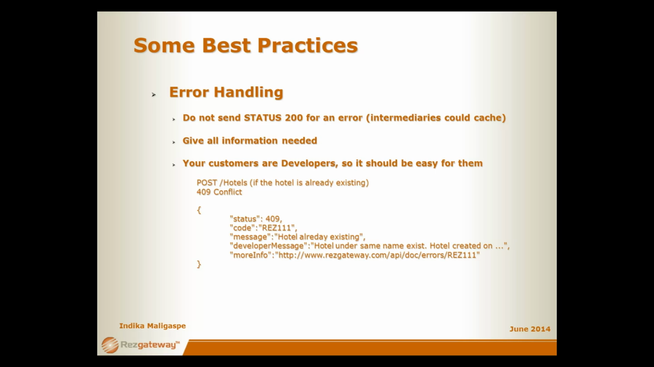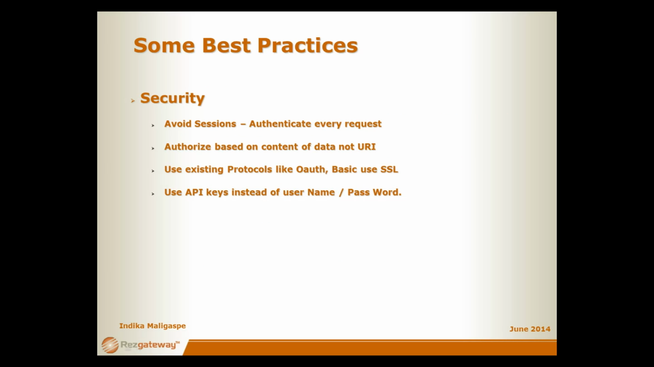And then you can even give a developer message where you can give a more technical message, and you can even give a link if they want more information about the error code that we are sending, like res111, what that means. So for a developer this is more meaningful, but for an intermediary, the HTTP status is much more meaningful. So handle your errors properly. Use the message and the header, the HTTP status, accordingly.